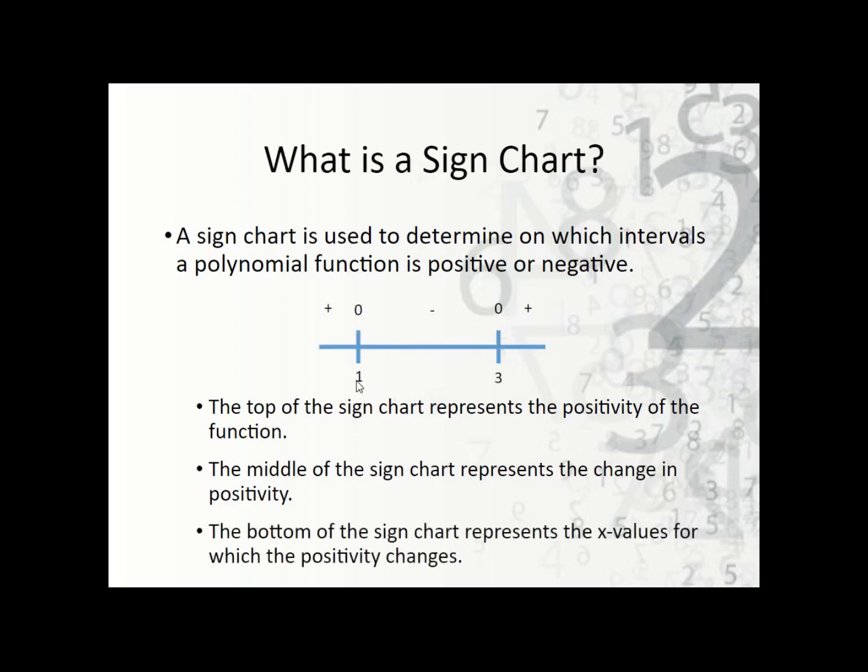So maybe I have an x-intercept at 1 and 3. So it was positive until it hit 1. Then it crossed and went negative. And then it crossed again here at 3 and then went back positive. So that's what this sign chart is telling me.